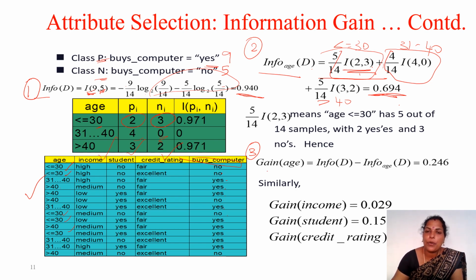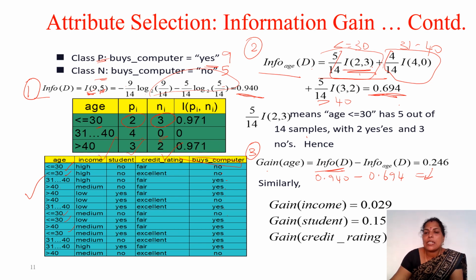So how are we computing the gain for age? It is info of D, the class label value, that is 0.940, minus info of the age attribute, that is 0.694, which is equivalent to 0.246.